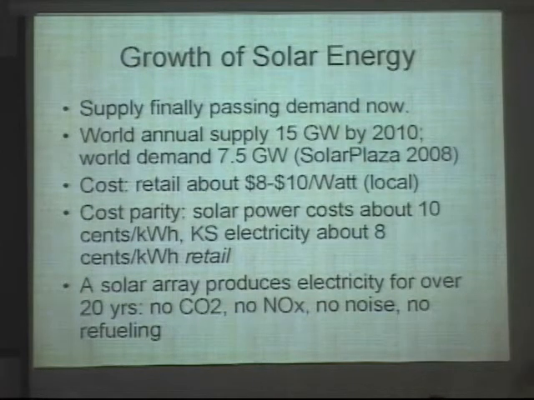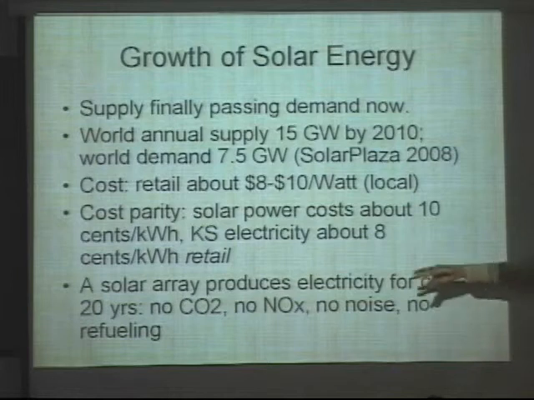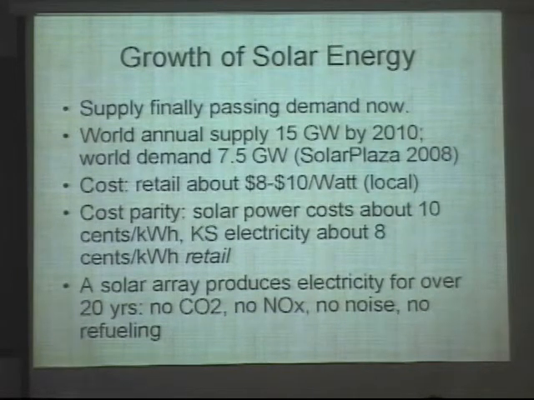A solar array produces electricity for at least 20 years. In fact, if it's still going after 20 years, you've got a good chance that it'll last 40 years. It doesn't produce any carbon dioxide, no nitrous oxides, no noise, never needs refueling. So once you've got it in, you're free, from there on out.